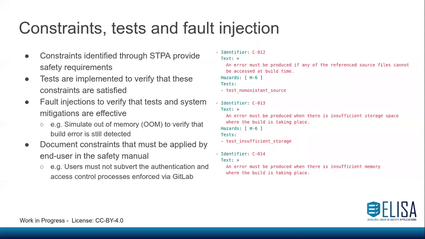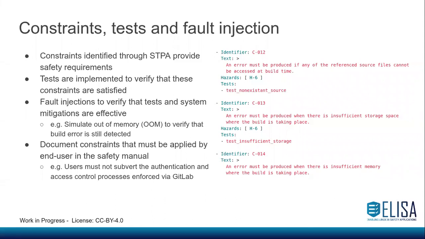And as part of that, we're also using some fault injections. So some of the tests are specifically simulating a condition that would lead to a hazard. An example might be simulating an out-of-memory condition in one of your build processes and making sure that the build error is still detected and treated correctly by the system as a whole.